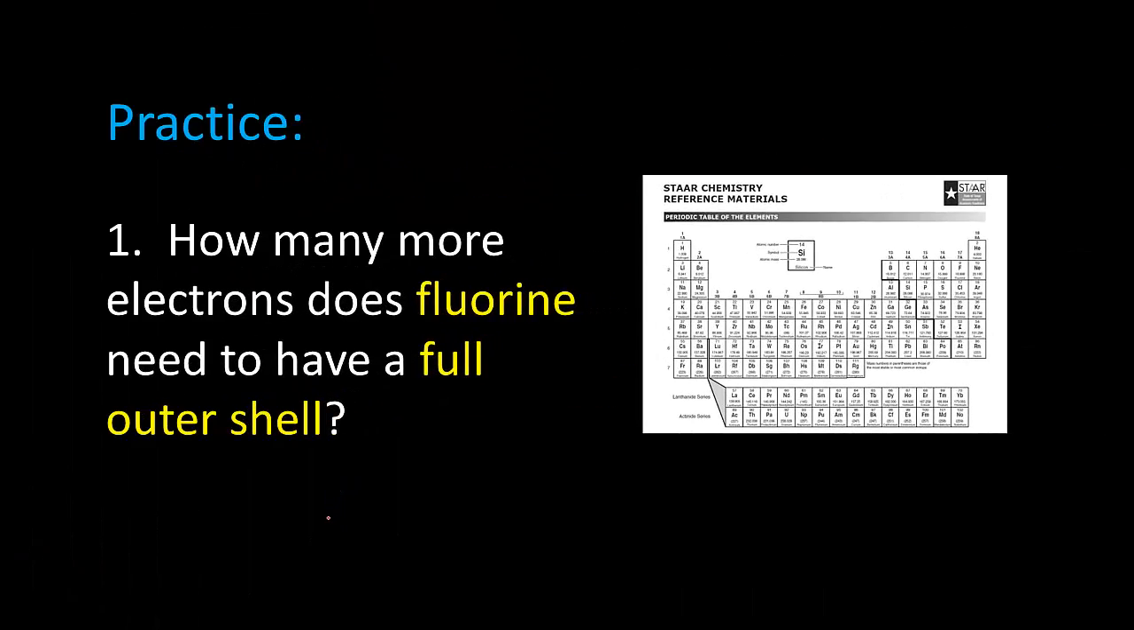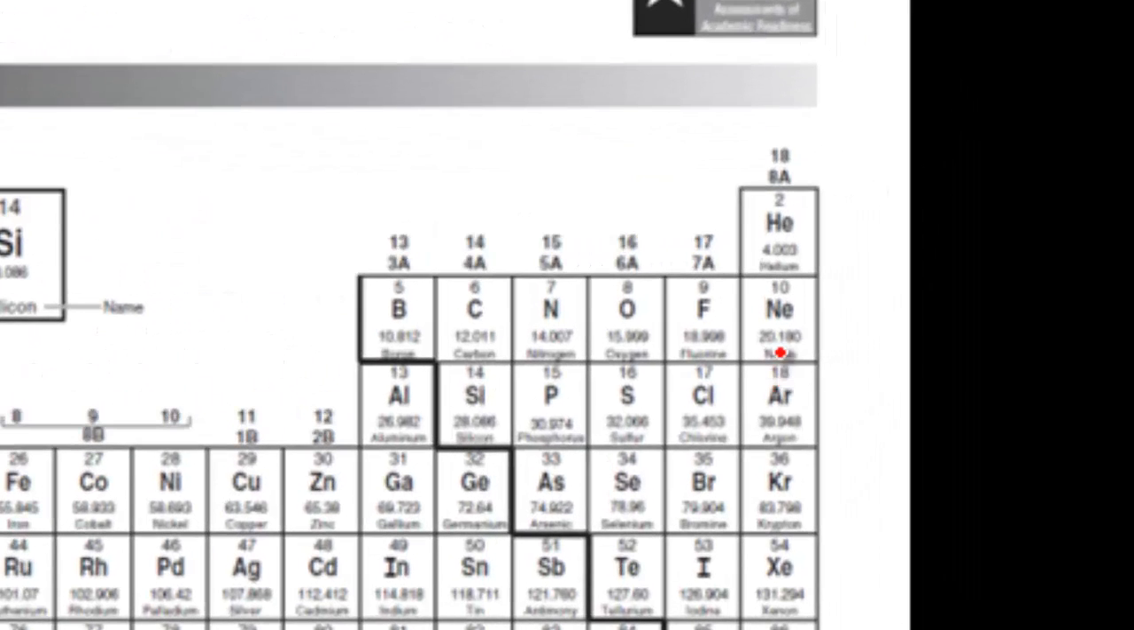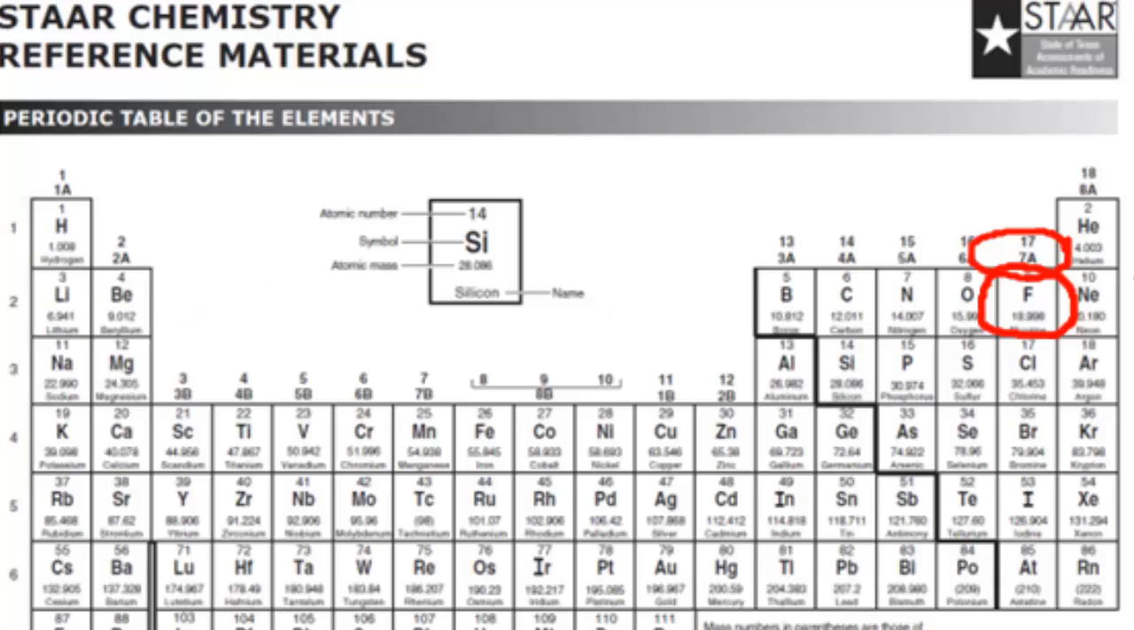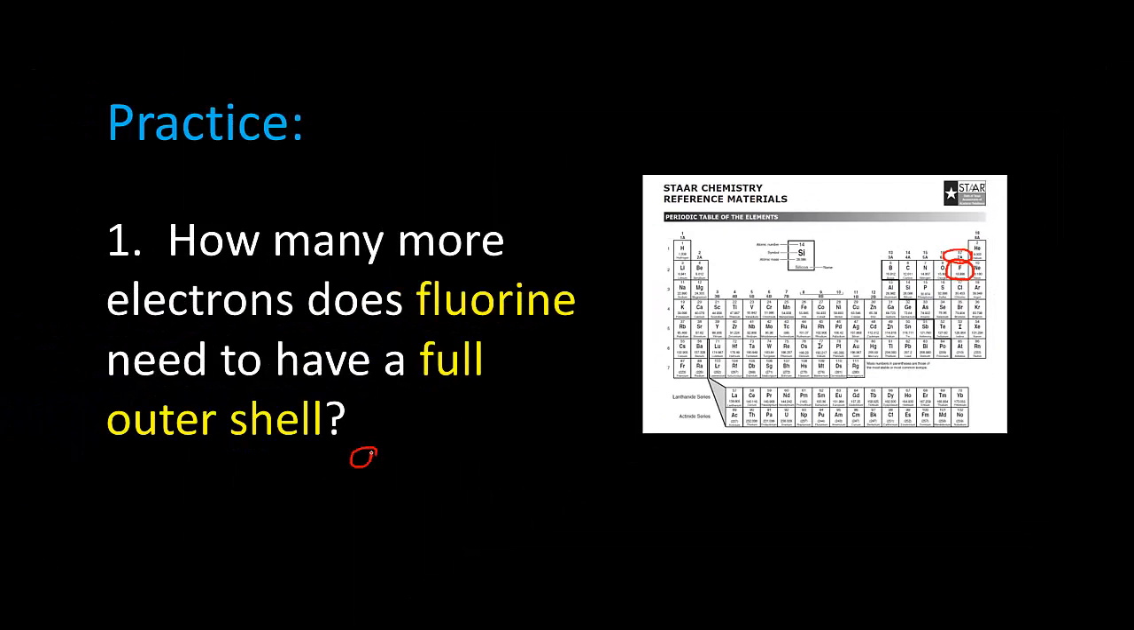So now let's practice. How many more electrons does fluorine need to have a full outer shell? Well, here's fluorine. It is in group 17, which means it has 7 valence shell electrons. Now it wants a full outer shell, which means it could lose all of its valence electrons, and then it wraps back around and looks like helium, so it would have to lose 7. Or it could just gain 1 and look like neon. And it's much easier for fluorine to gain 1, so that's what it will do. It will gain 1 electron.